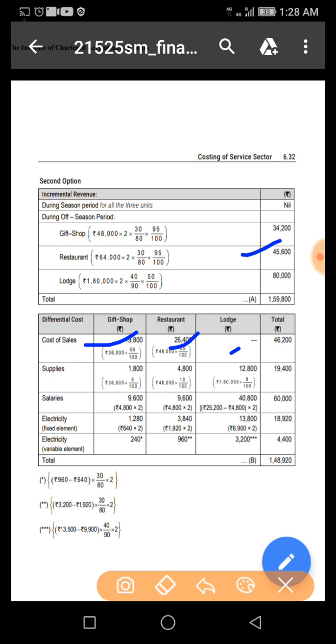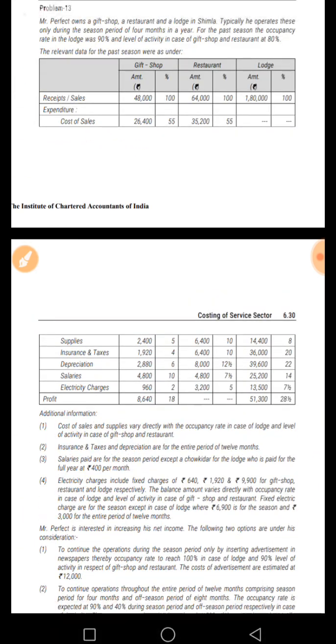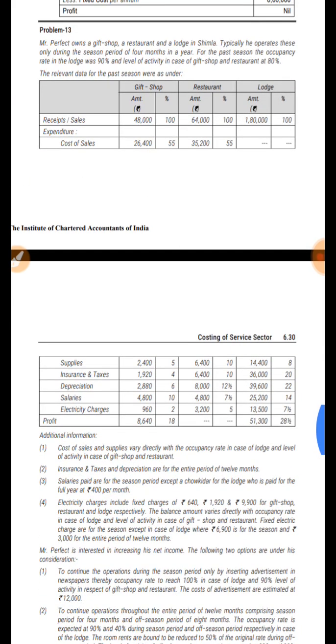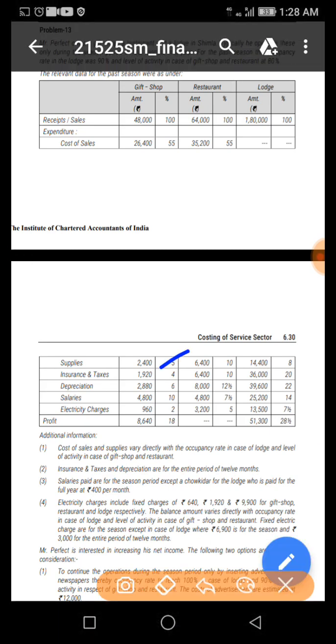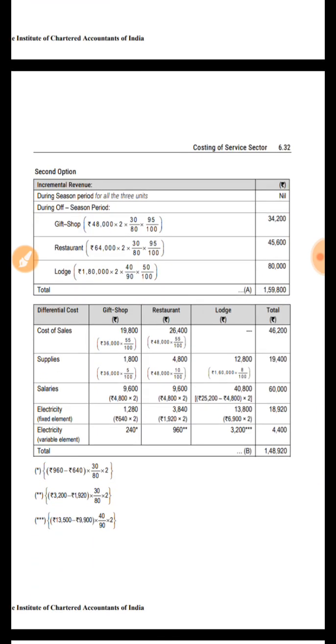Just like that again here, 36,000 into 5%, here 10%, and here 8%. Where am I getting this 5%, 10%, 8%? Again, how I did for option 1, no, same way only we have to do. This 5%, 10%, 8% is for supplies. Okay. Then salaries.